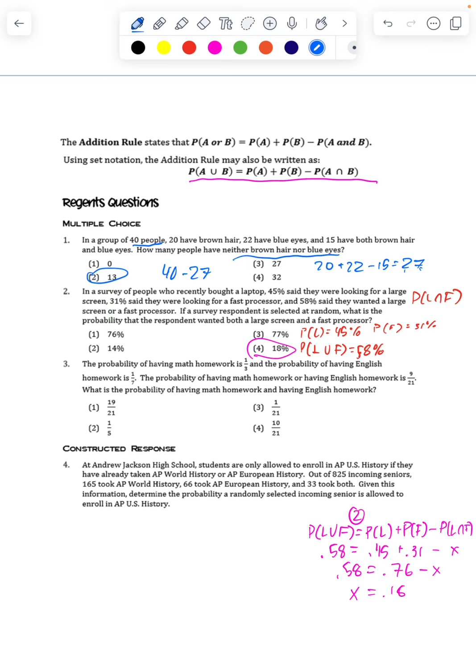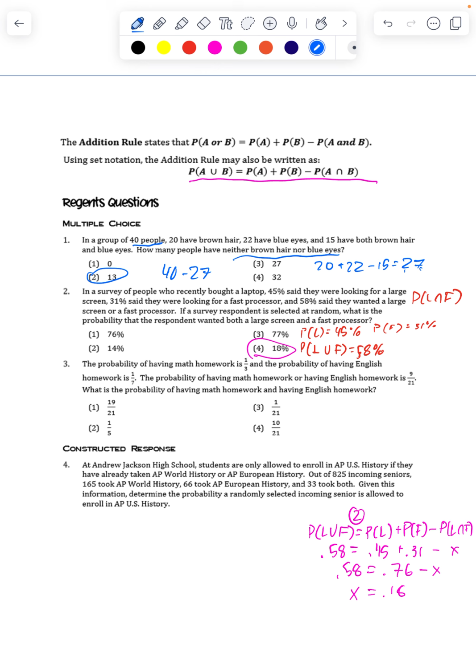Let's do number 3. The probability of math homework is 1 out of 3. The probability of having English homework is 1 out of 7. I feel like it's the other way around in this school. And the probability of having math homework or English homework is 9 out of 21. Again, this is the or, right? What is the probability of having math and English, right? So this is asking for the intersection.